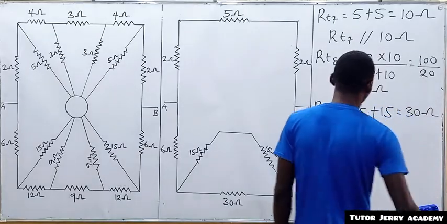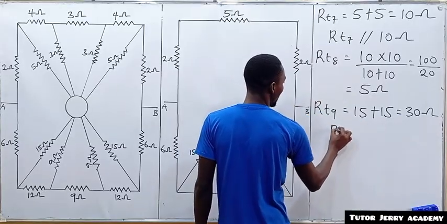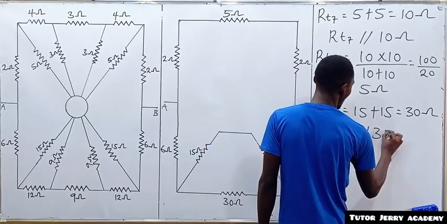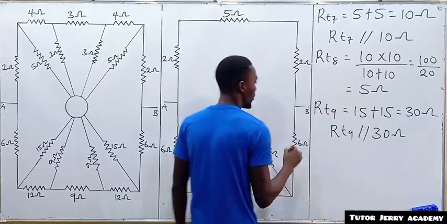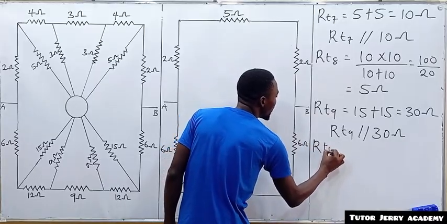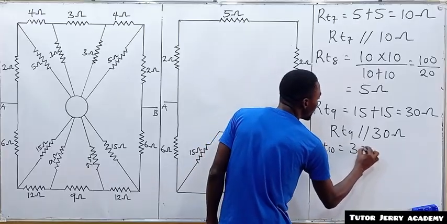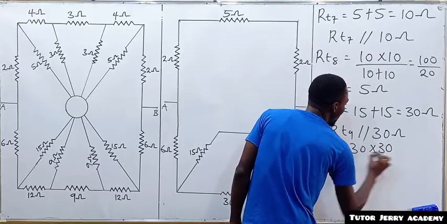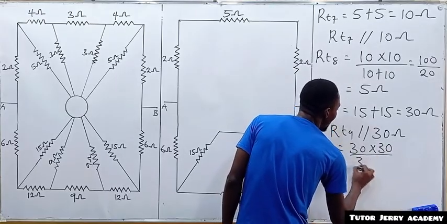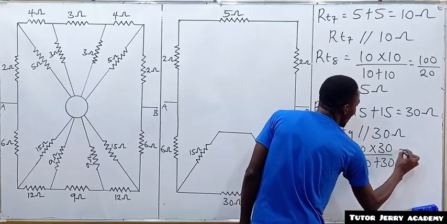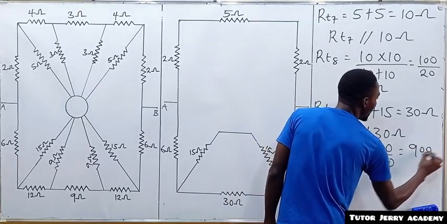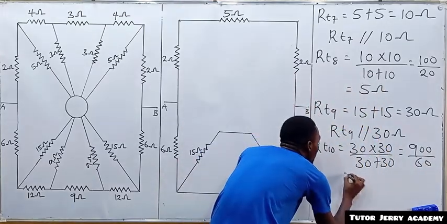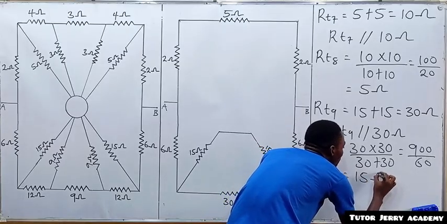All right, 30 ohms. So now RT9 will be in parallel with what? 30 ohms. All right, so let's call their combined effect RT10, which is going to be 30 multiplied by 30 divided by what? By 30 plus 30. So this is going to be what? 900 divided by 60, and 900 divided by 60 is 15. So we are going to have this to be 15 ohms.